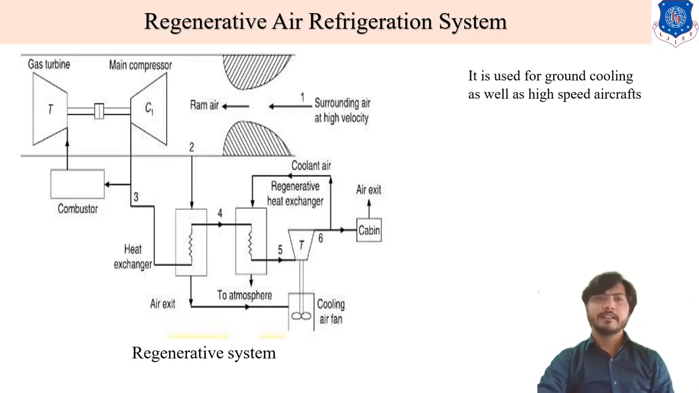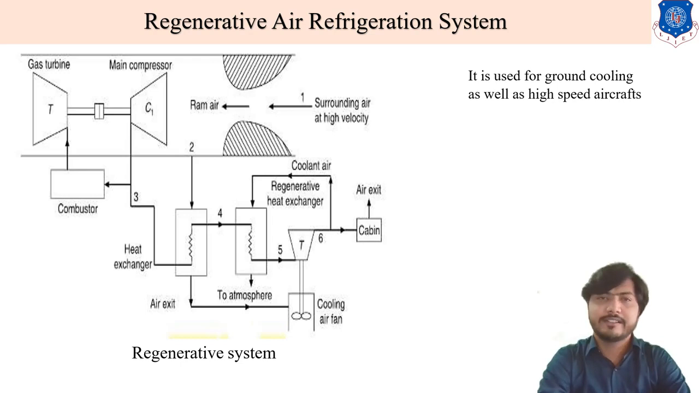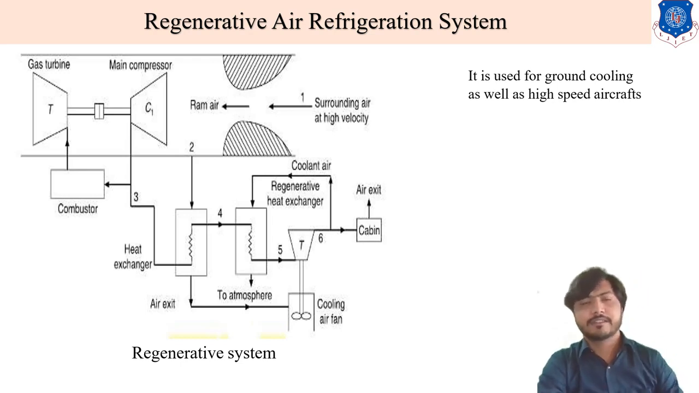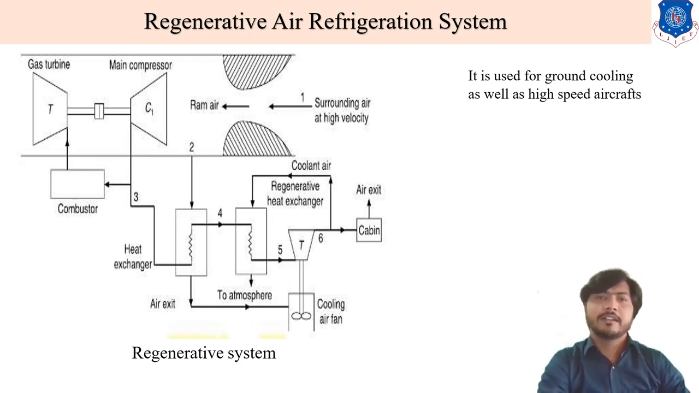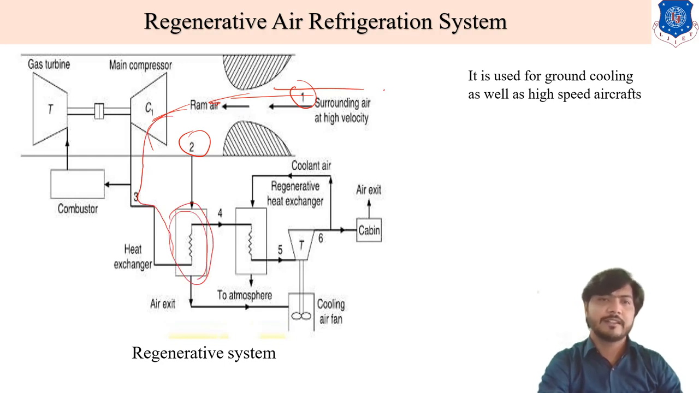Okay. Next is the regenerative refrigeration system. How does it work? Ramming air first, process 1 to 2. Here ramming is 1 to 2, rammed air. And it is passed to the main compressor, that is 2 to 3. Then 2 to 3 is passed into the first heat exchanger, which uses the help of rammed air.